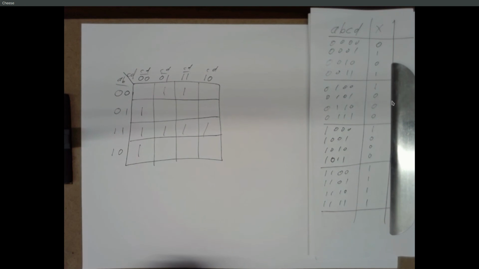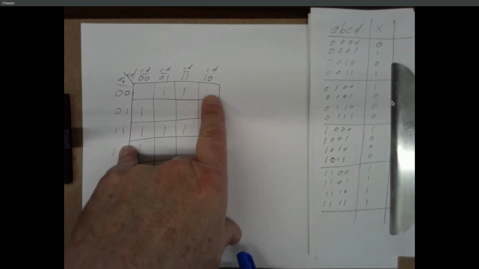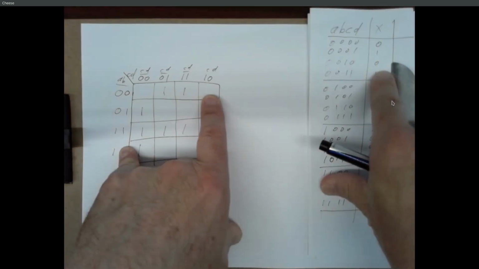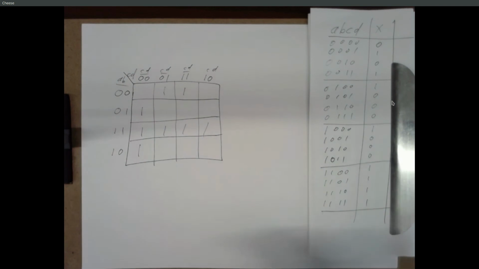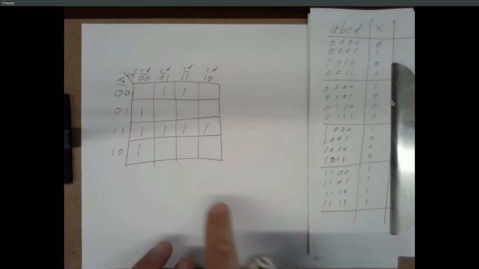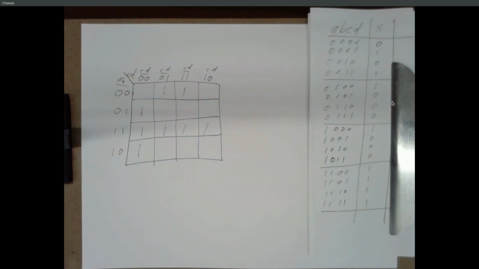Why isn't there a 1 in the upper right box? Did I miss one? 0, 0, 1, 0. That should be a 0. So it should be 1, 2, 3, 4. Should be 8 ones. So I think that's right.